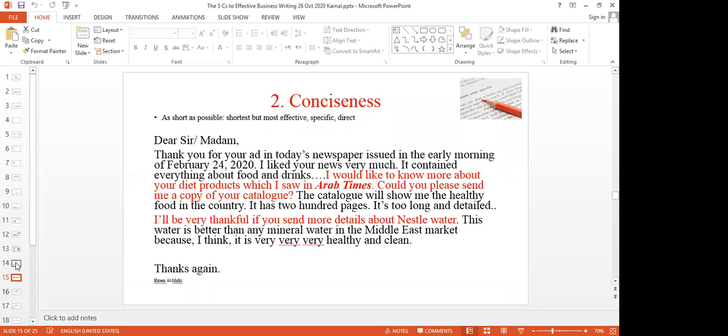Second part is about conciseness. Here it is. Look at this. Again, here you need to focus, sisters and brothers, on conciseness, meaning as short as possible, short but most effective, short but specific, short but direct, short but covers the topic, short but covers my requests, it completes the message, and so on. I'd like you again to take one minute or one minute and a half, read this email and tell me whether it is concise, to the point, or not. Thank you. Ladies, you should start. Sisters, you should start with the email.